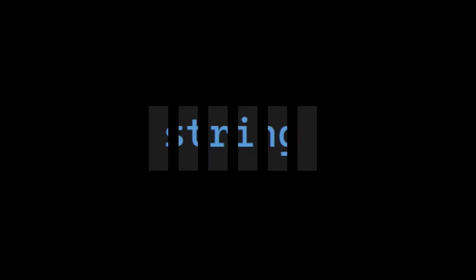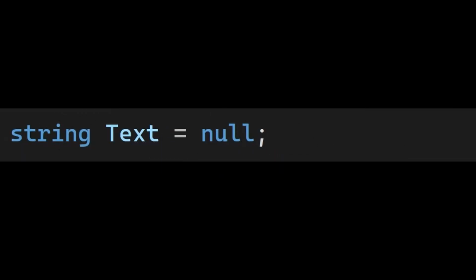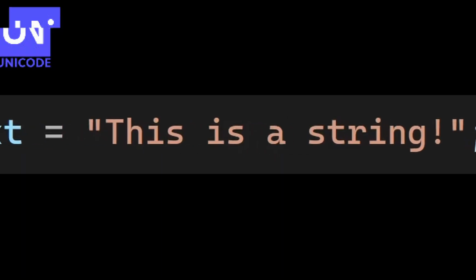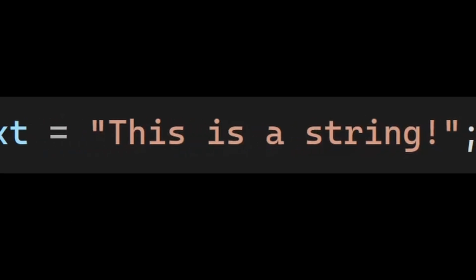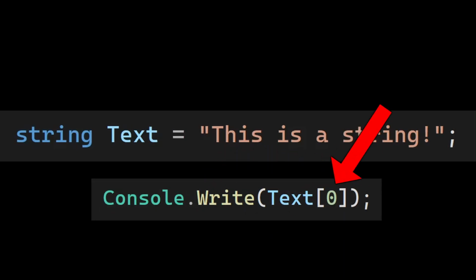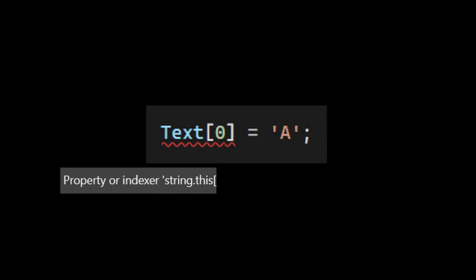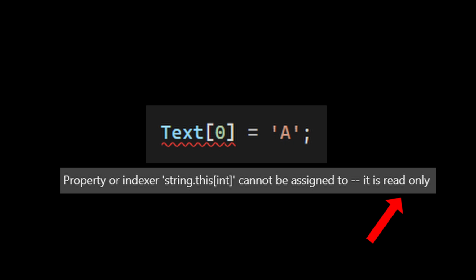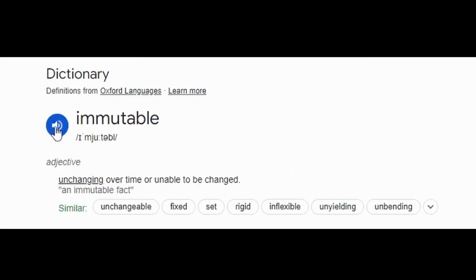The string type represents a sequence of 0 or more Unicode characters. And you can access individual characters in the string with the indexer operator. Strings use zero-based indexing, which means if you want to access the first character in the string, you have to start with element 0. However, this is read-only, because strings in C# are immutable.